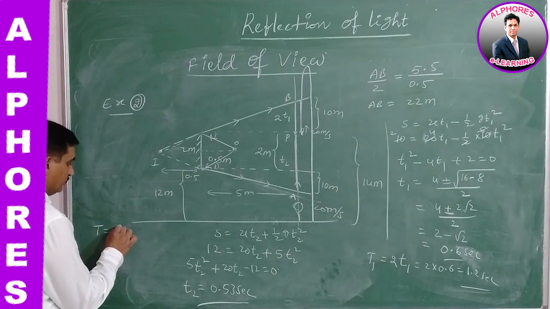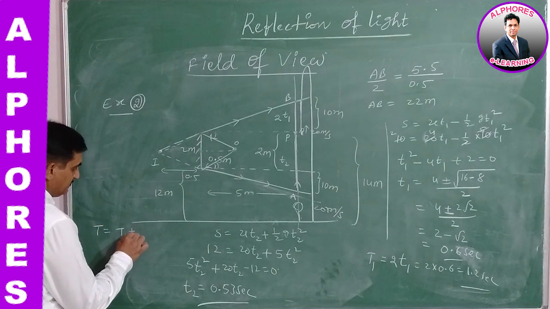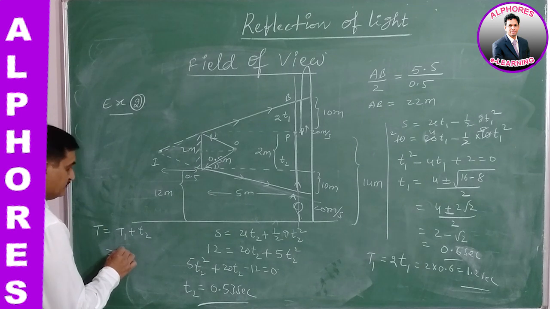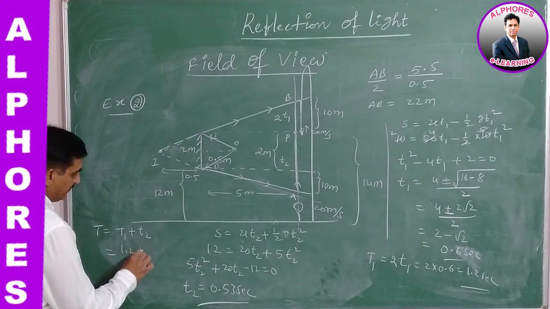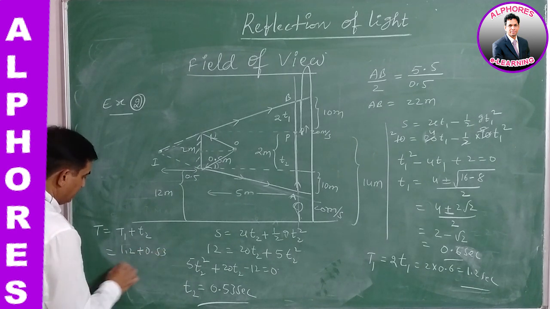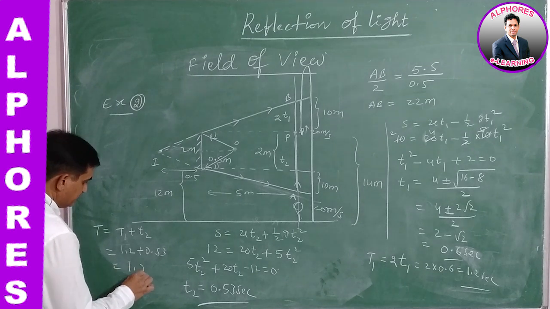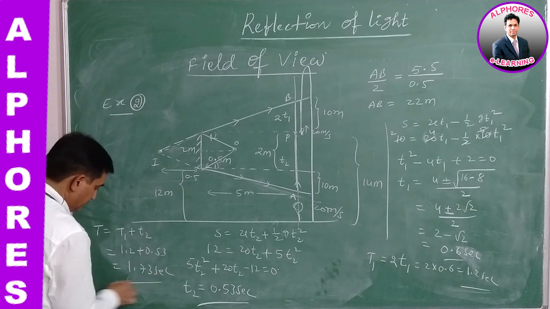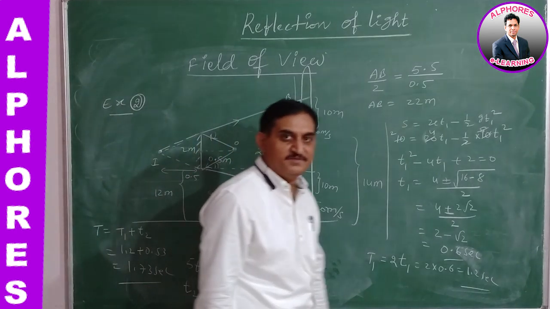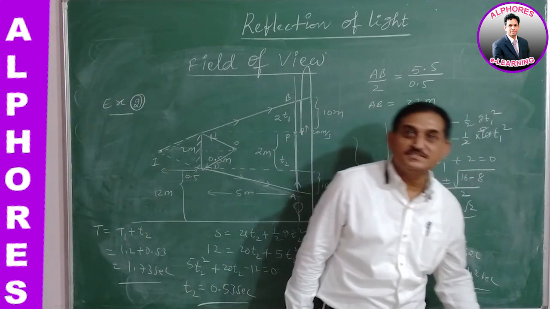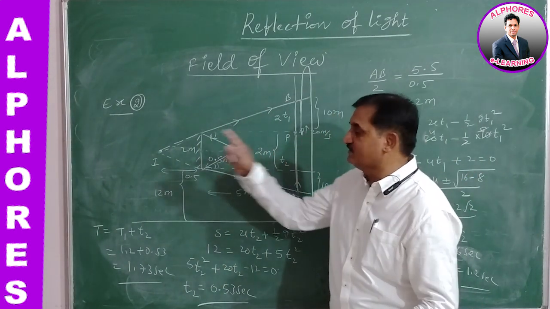Now the total time T is equal to capital T1 plus small t2, which gives us 1.2 plus 0.53, which gives 1.73 seconds. During this time, he is able to see the image of this object in the plane mirror.